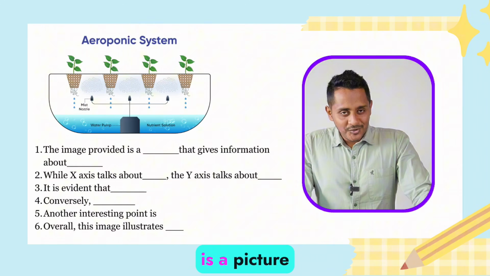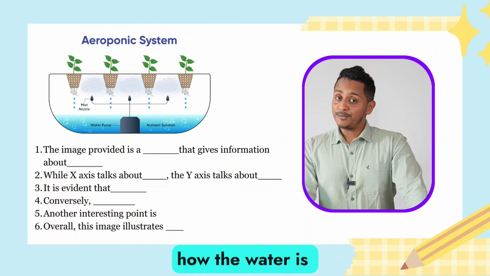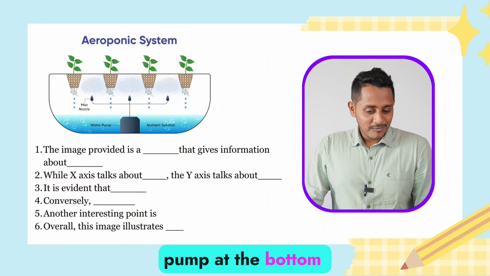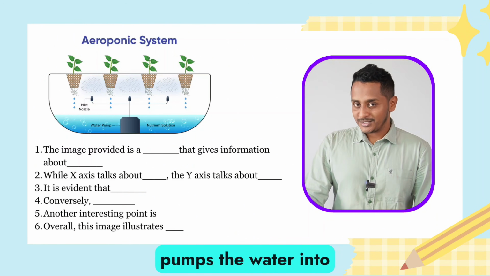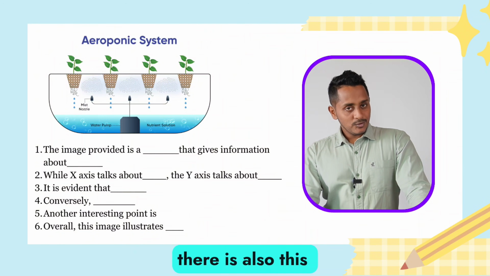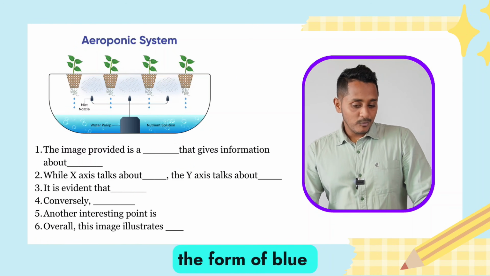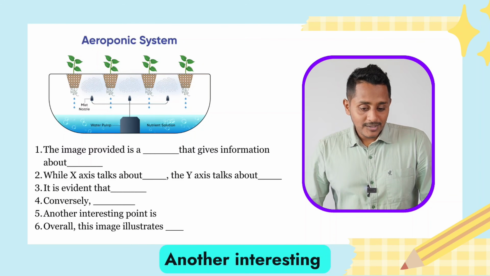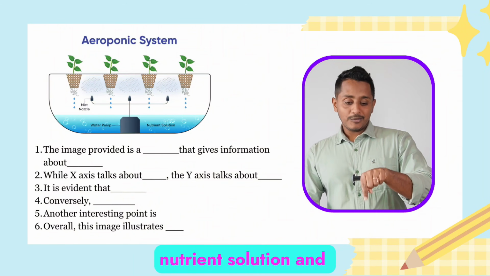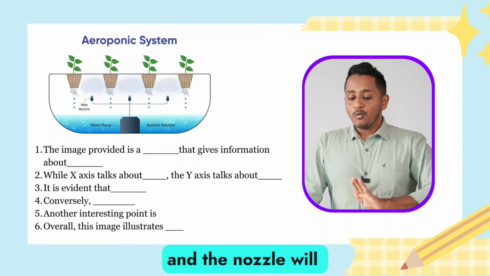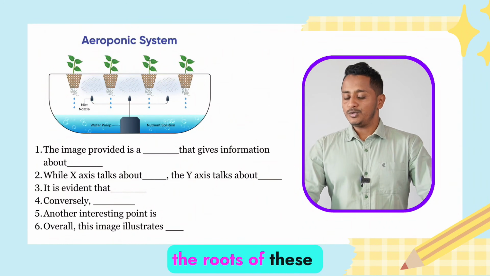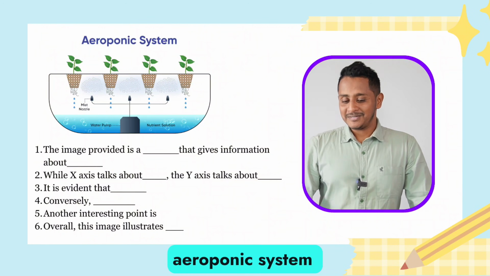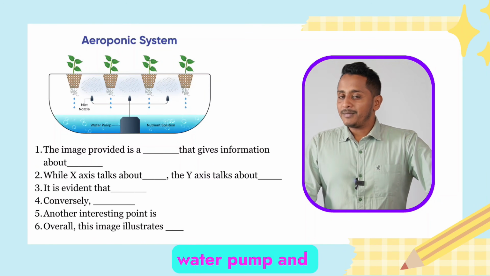Let's start. The image provided is a picture that gives information about aeroponic system and also about how the water is sprinkled to the 4 beautiful plants. It is evident that there is a water pump at the bottom of the aeroponic system which possibly pumps the water into these 4 plants. Conversely, there is also this nutrient solution in the form of blue color which is also very much required for the roots of the trees to grow up. Another interesting point is the water pump with the help of nutrient solution and the mist and the nozzle will take the water up and distribute to all the roots of these 4 beautiful plants in the pots. Overall, this image illustrates how effective the aeroponic system could be using the mist nozzle, water pump and nutrient solution.